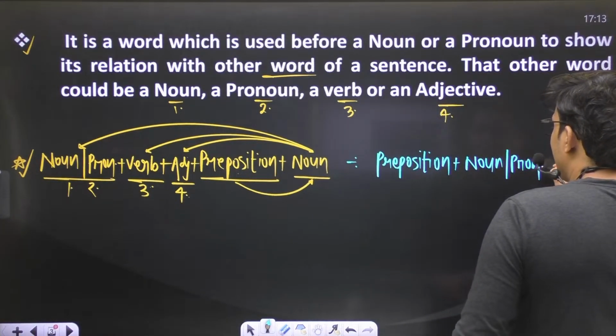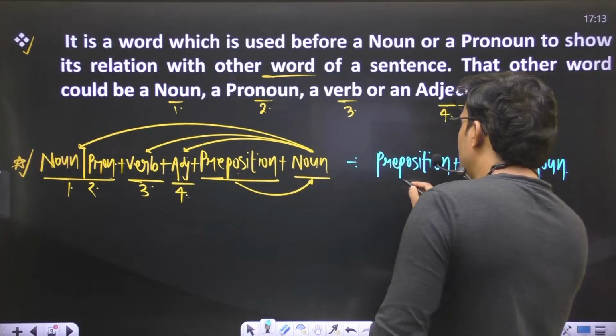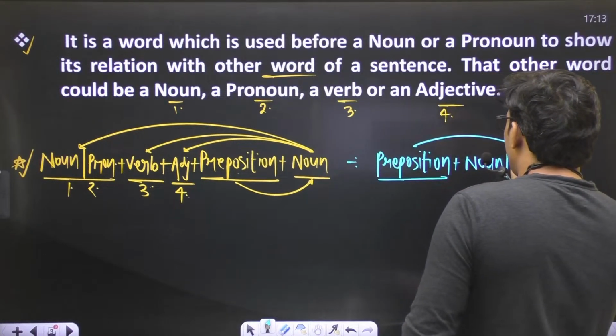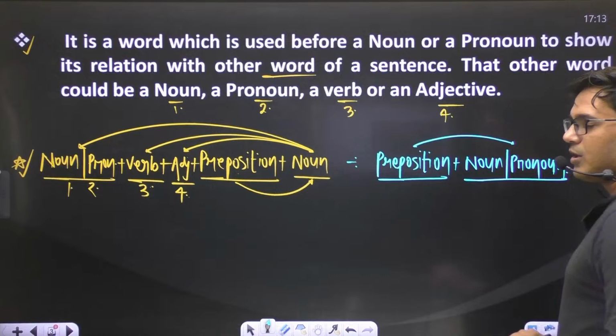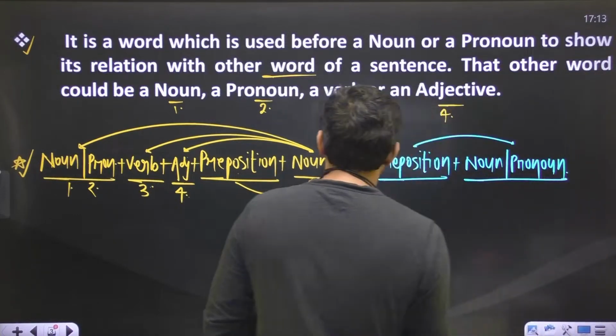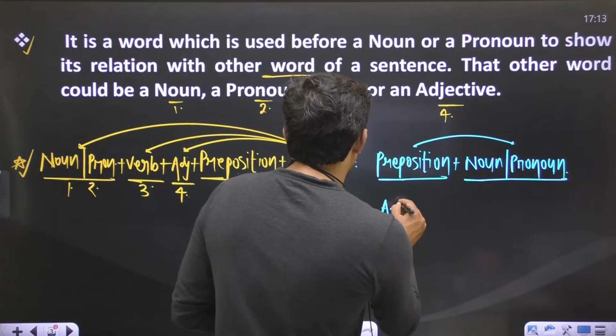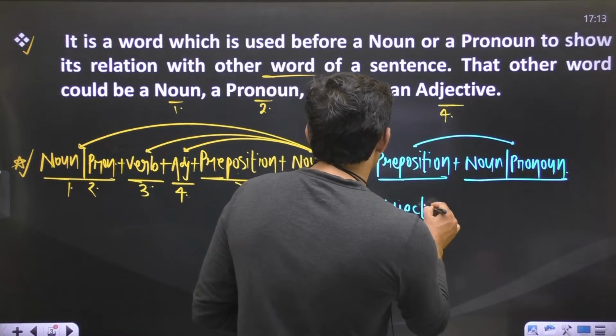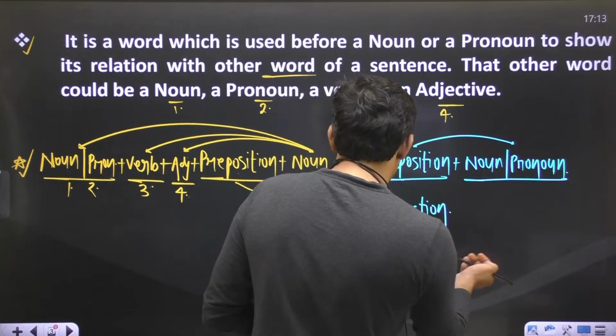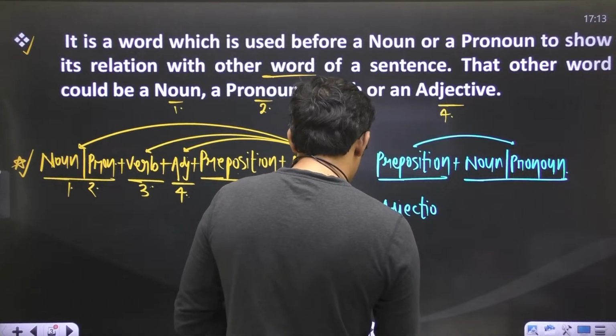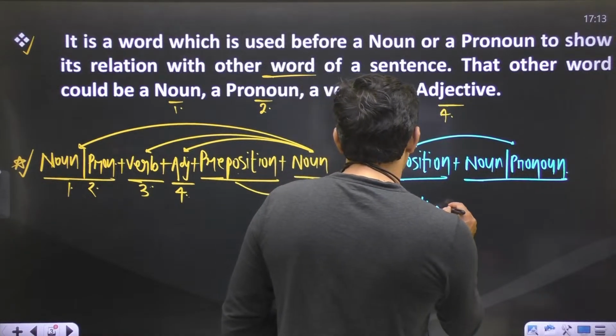Right? Whenever you get a preposition, it means after the preposition you will find a noun or a pronoun. That's the first point. Okay. The second point is what? Make sure, if you talk about prepositions, prepositions are used after adjectives.